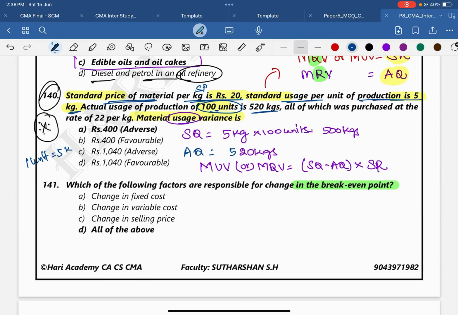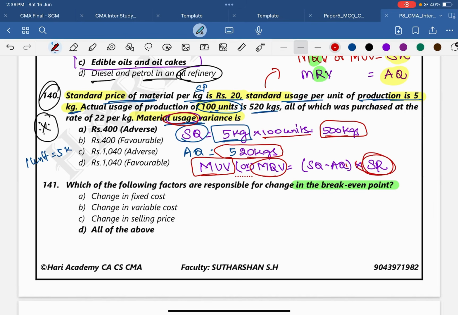What is the material usage variance they are asking. To find out material usage variance, we first find the standard quantity. One product needs 5 kg. For 100 units, total standard quantity needed is 500 kg, but actual quantity consumed is 520 kg. Material usage variance is also known as material quantity variance. Material quantity variance is standard quantity minus actual quantity into standard rate. So standard quantity is 500 minus actual quantity 520. Here 20 kg is adverse into standard rate of 20, so it becomes 400 adverse. Option A is your answer.